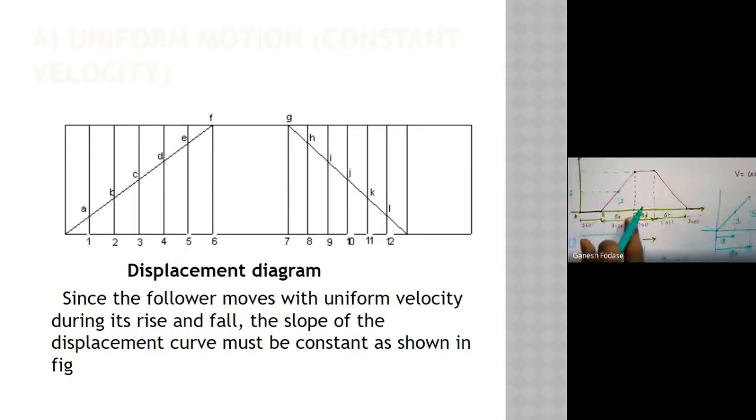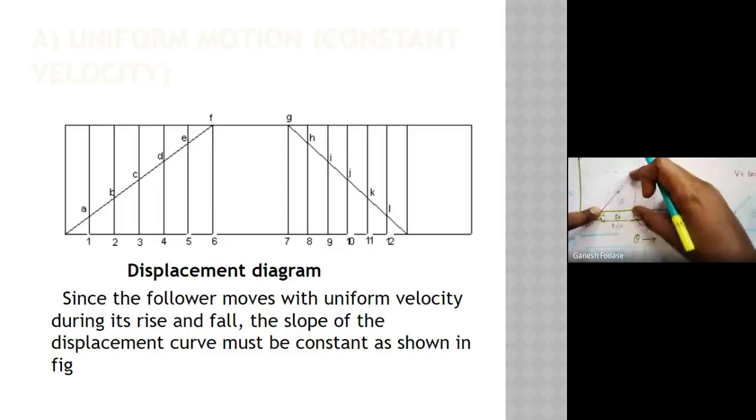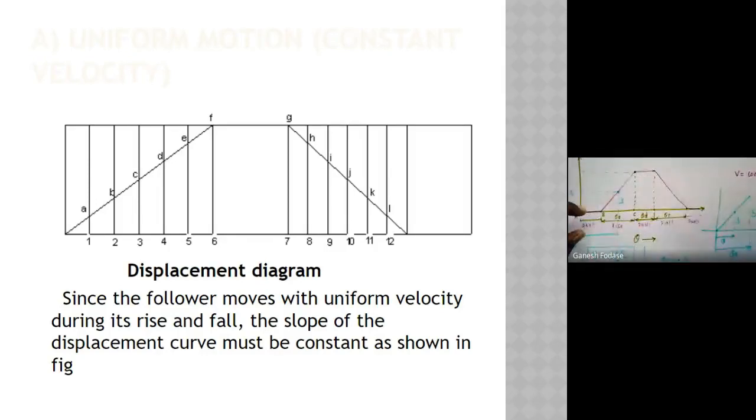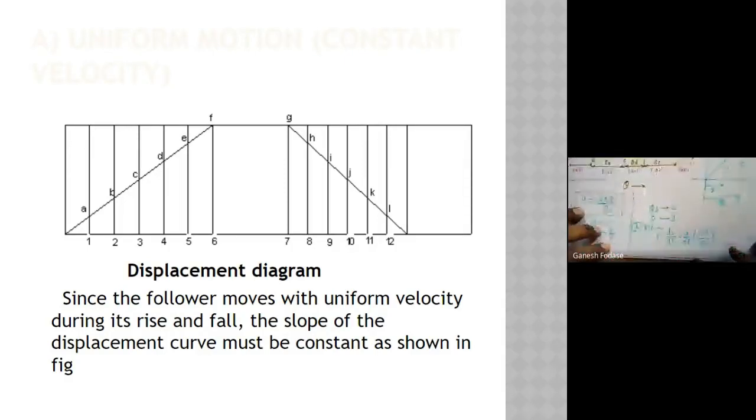At the end of the rise, displacement is S. We start from 0 to outstroke. At the end of the rise stroke, displacement is S, so it is a constant value. Again, theta O is constant. S is constant, theta O is constant, theta is variable. Hence velocity is equal to S upon theta O into d by dt of theta, d theta by dt.